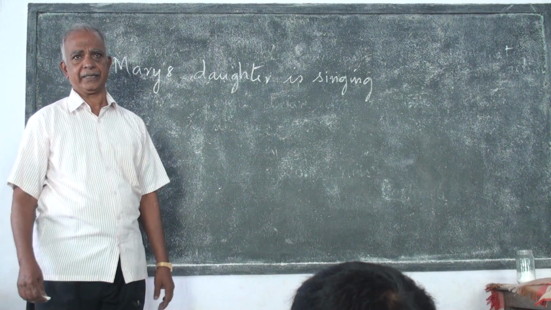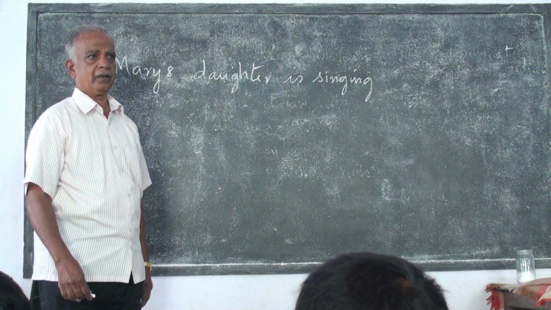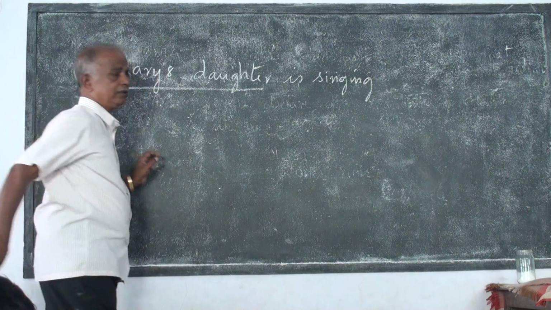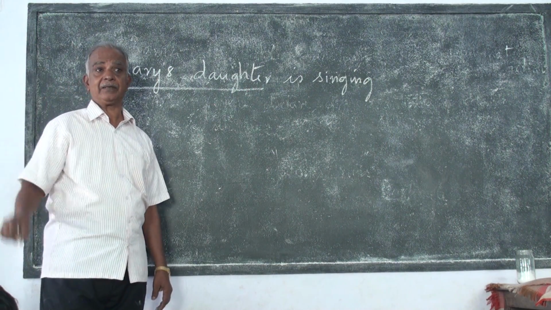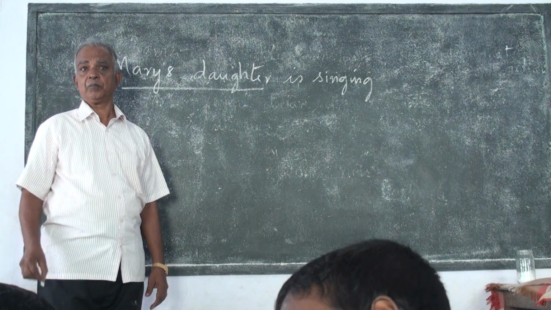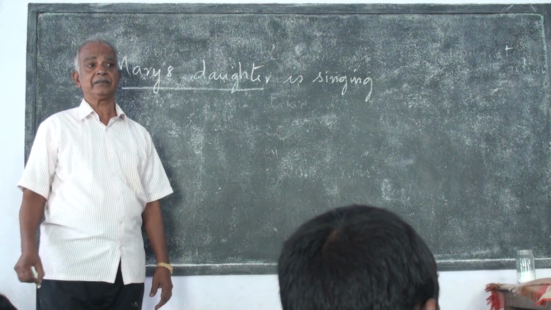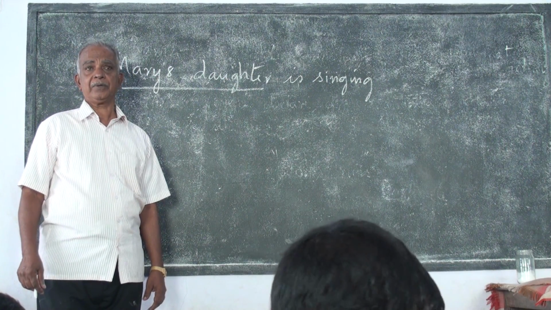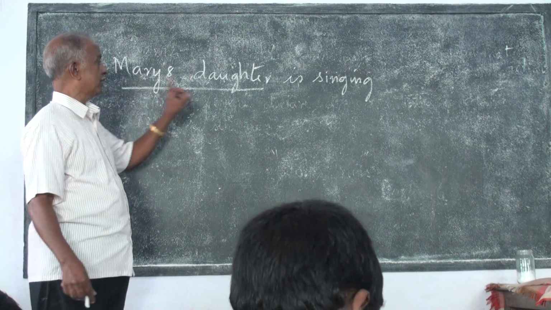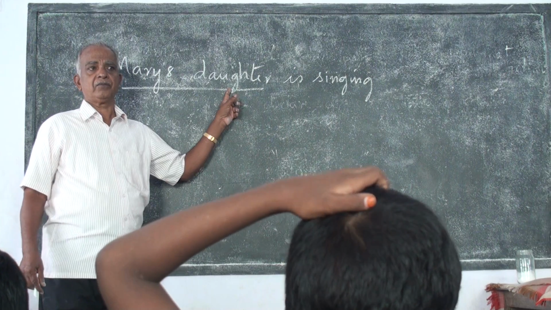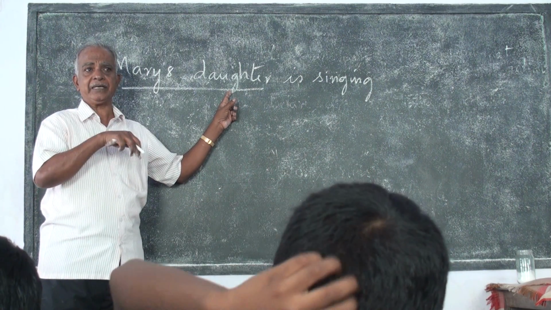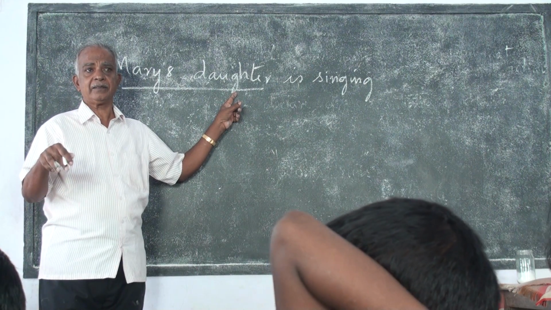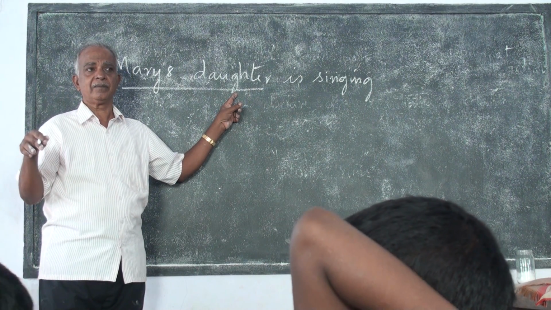What is the subject, Mr. Lenny? Tell me. Mary's daughter. This is the complete subject. What is the key subject word in this sentence? The most important subject word in this sentence. What is the key? Brother, Mary, or daughter? Who is here? Mary is here, or Mary's daughter is here? Who is here? Daughter or mother?